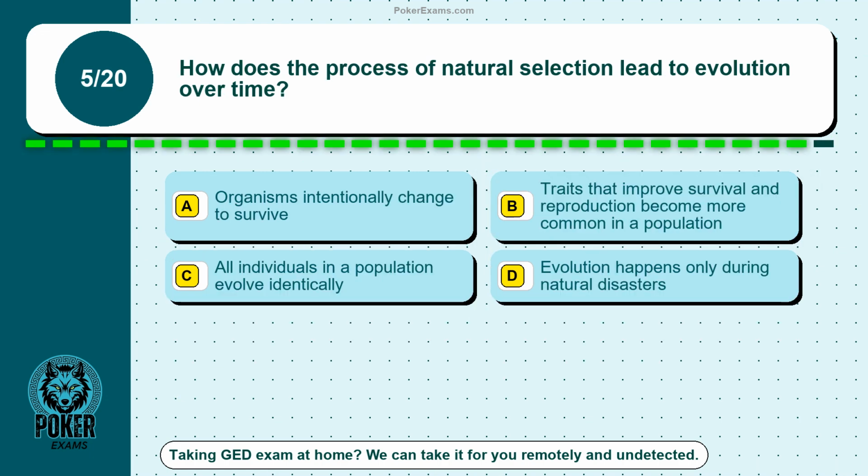Question 5. How does the process of natural selection lead to evolution over time? Option A, organisms intentionally change to survive. Option B, traits that improve survival and reproduction become more common in a population. Option C, all individuals in a population evolve identically. Option D, evolution happens only during natural disasters.